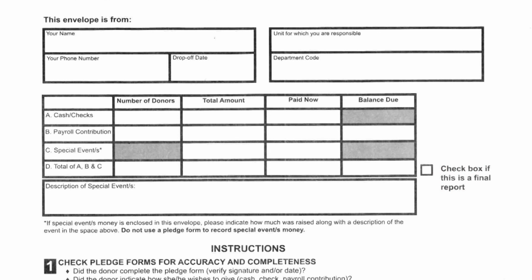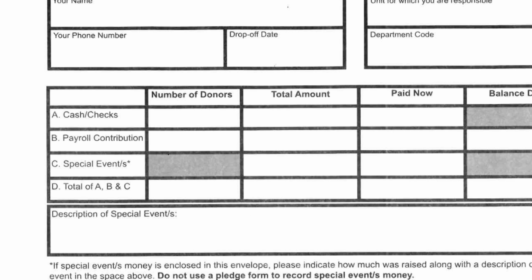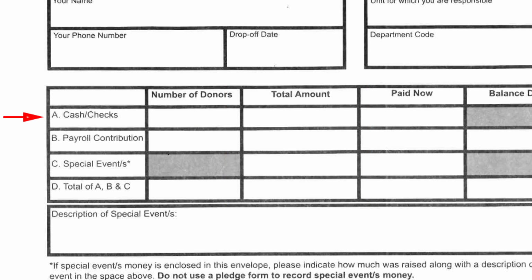After you're done reviewing the pledge forms, you'll get started on number of donors. For each type of pledge, you'll be doing separate counts. So, for example, if you have 2 donors that gave by cash or check and 10 donors that gave payroll deductions, you would put a 2 in the number of donors in row A and a 10 in row B. You will then total up each type of payment, separating the payments as they are listed on the envelope by cash checks, payroll contributions, and special events.